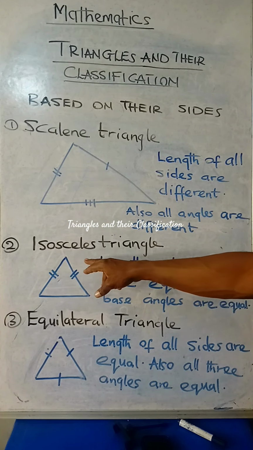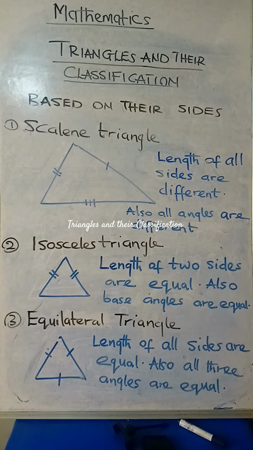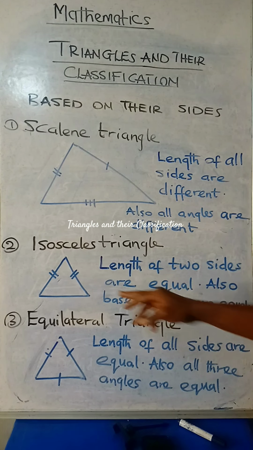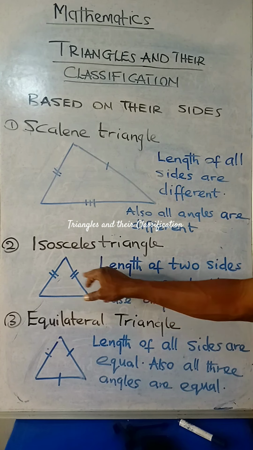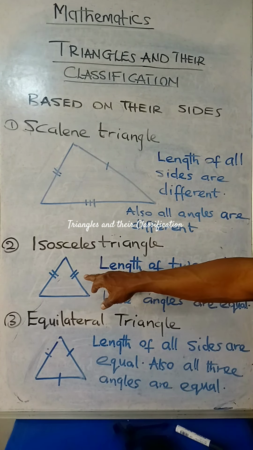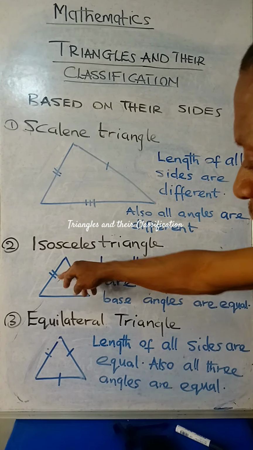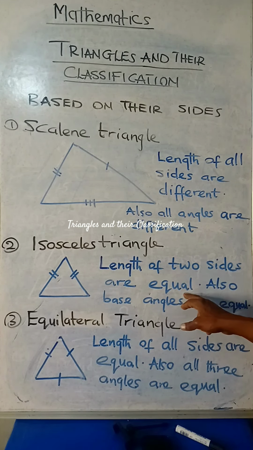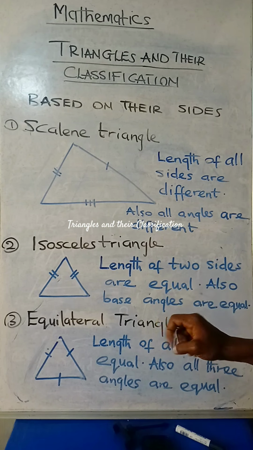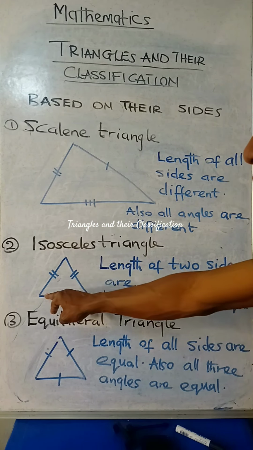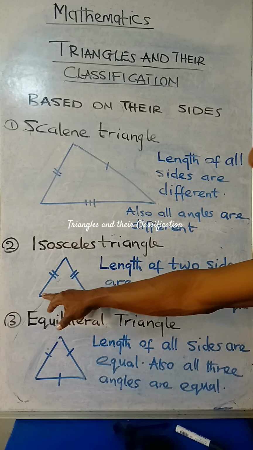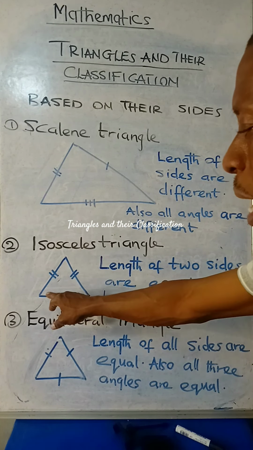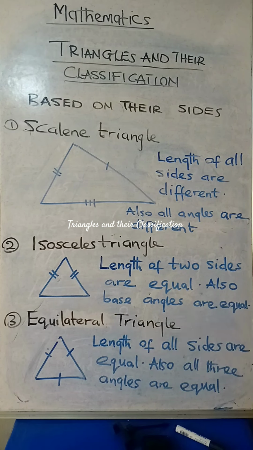Now the next one is the isosceles triangle. An isosceles triangle has two sides being equal, as indicated by the line. You can see this side and this side, they are equal. So we say that the lengths of two sides are equal. Also, the base angles are equal, because if this line is equal and this line is equal and they are meeting each other at a point, it means that they started from the same base. So the base angles of an isosceles triangle are equal.